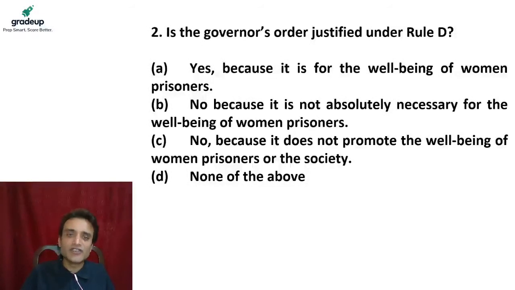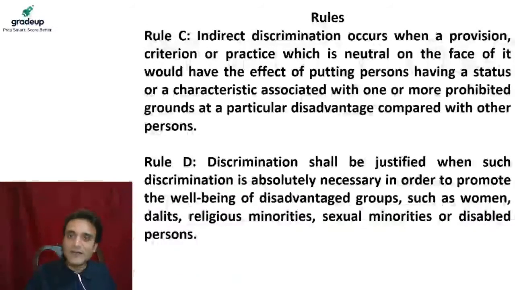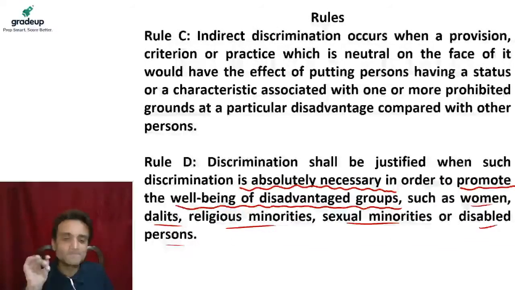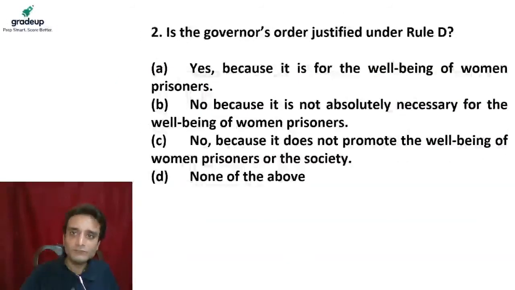Let's come to question number 2. Is the governor's order justified under Rule D? Let's go to Rule D. Discrimination shall be justified when such discrimination is absolutely necessary to promote the well-being of a disadvantaged group. For example, women, Dalit, religious minorities, sexual minorities, or disabled persons. Am I clear? Discrimination is justified when that discrimination is absolutely necessary. That is Rule D. Is the governor's order justified?